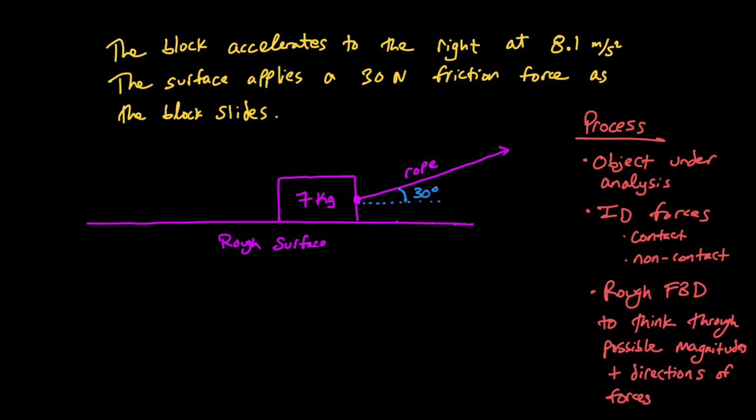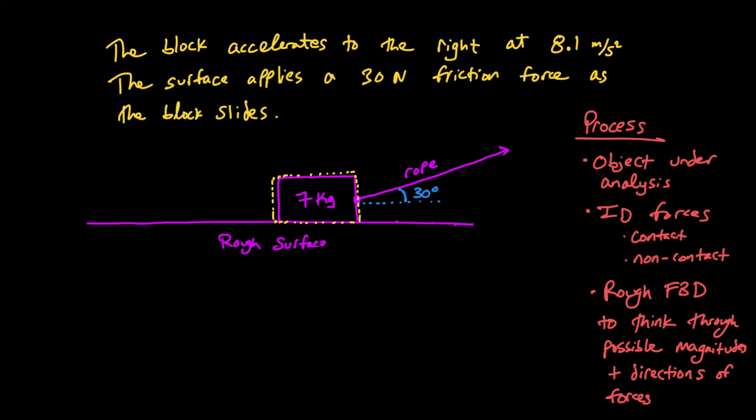All right, well, the first thing to do is identify the object under analysis. It's always the first step. So in this problem, it's pretty easy. There's really one object that we're concerned with. And so we'll draw a dotted line around the object under analysis, just the box.